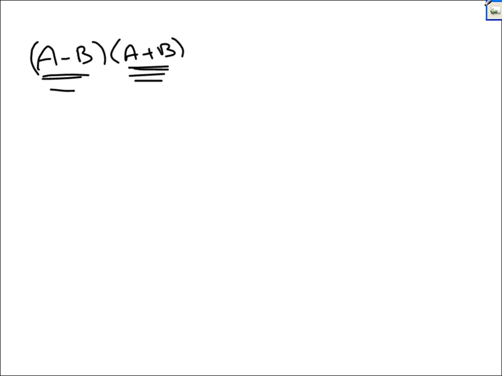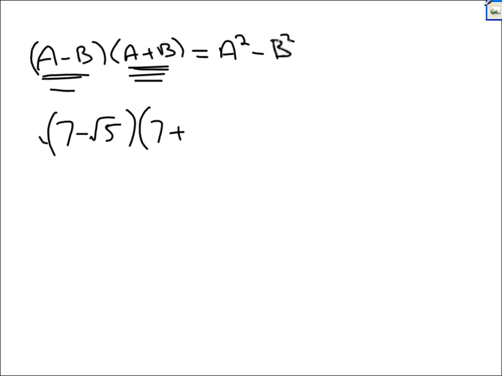Okay. Look at these. You remember that A take away B times A plus B? This is the conjugate of that. That's the conjugate of this. They only differ by the sign in the middle. The A gets squared minus the B squared. So for example, if you have 7 minus the square root of 5, you want to multiply this by 7 plus the square root of 5.